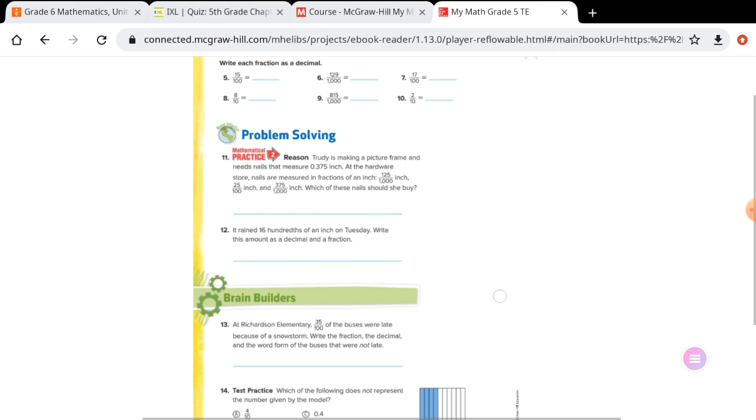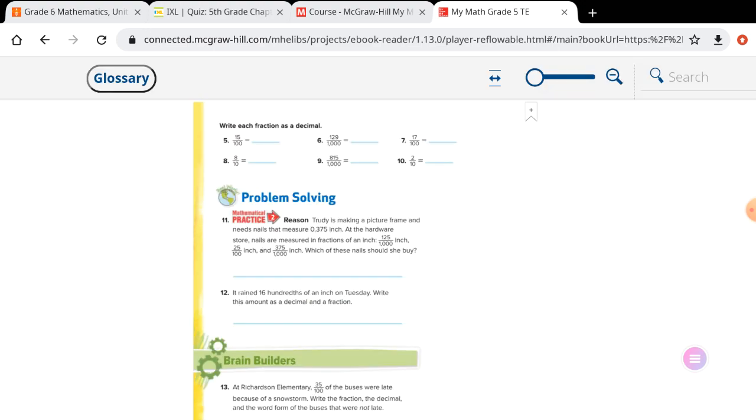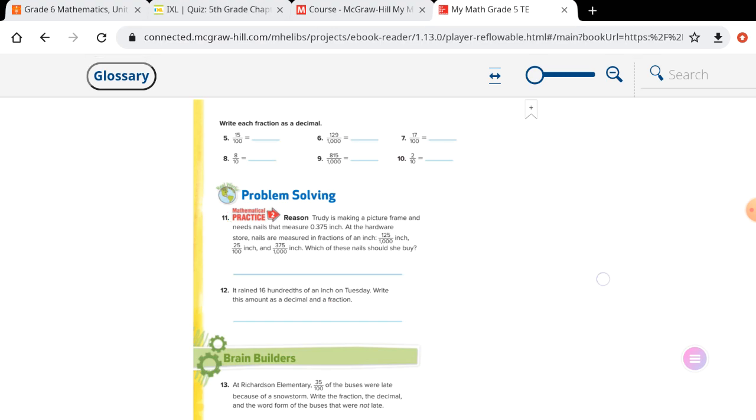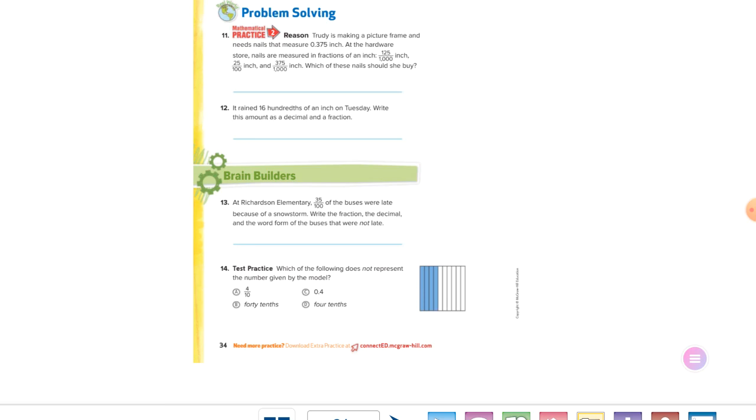At the top, write each fraction as a decimal. So it's just asking for the decimal. Is it asking for anything else? No. So when you're just doing decimals, you can mark off number 11. Number 12, it gives us words, and you have to write it as a decimal and a fraction. Underline that. Okay, scrolling down. I do want you to try 13 and 14. So really we just marked off number 11 on this page.